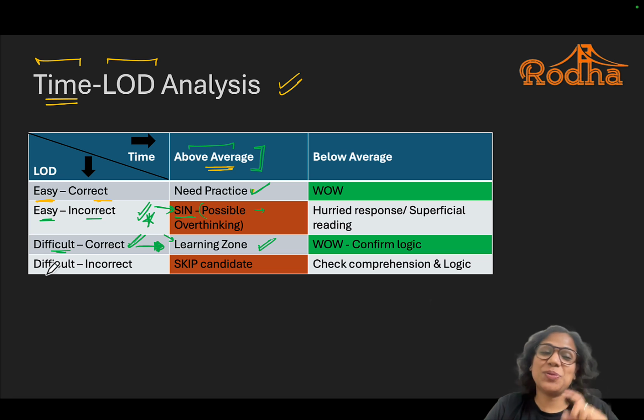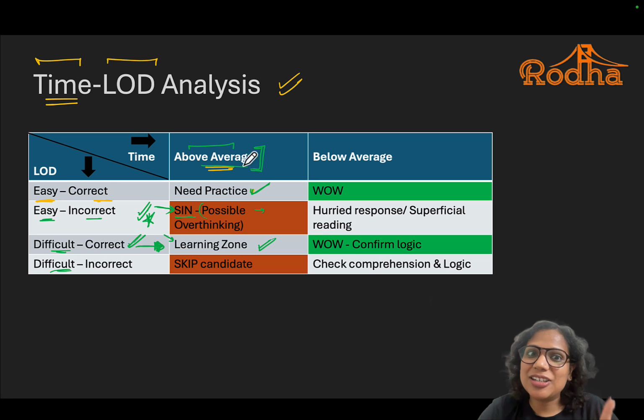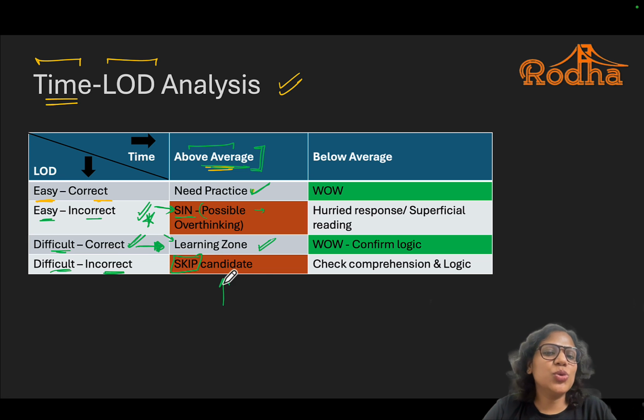If this was a difficult question, you spent a lot of time on it and you got it incorrect, this was your skip candidate. This should not have been attempted, okay? Every question will give you 3 marks. So you need not do such questions that are difficult and spend a lot of time on it. Avoid such questions. All right?